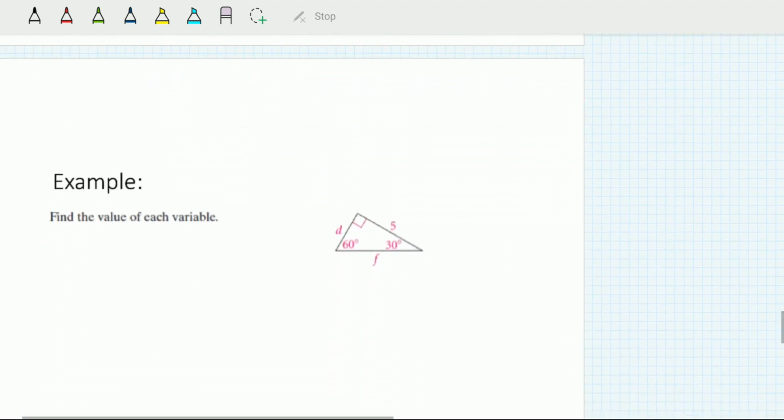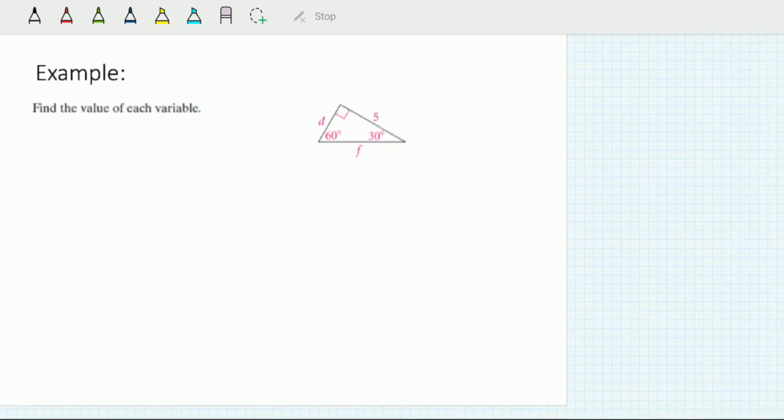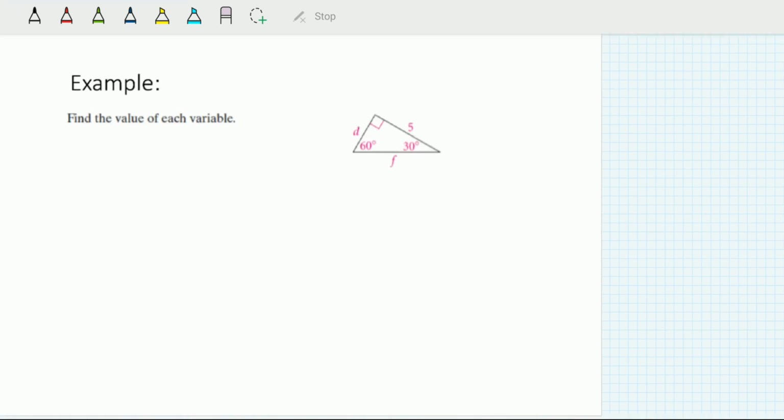And so finally, this is a hard problem. This is where the pattern sort of breaks down, so pause the video and try to write down why the pattern breaks down here. For this one, let's start. Of course, labeling across the 30 degrees, that's going to be my short side. Across the 60, it's going to be my long side. And then across the 90 will be the hypotenuse.